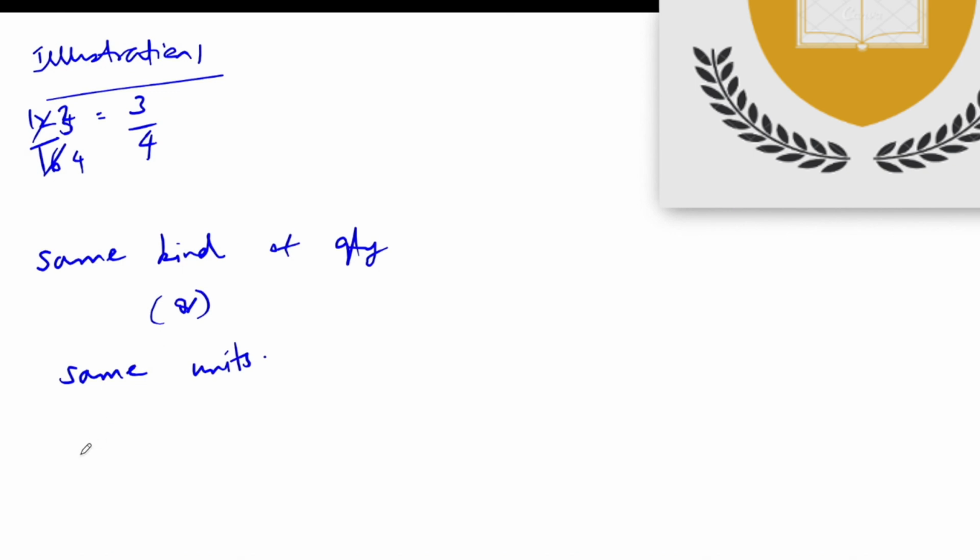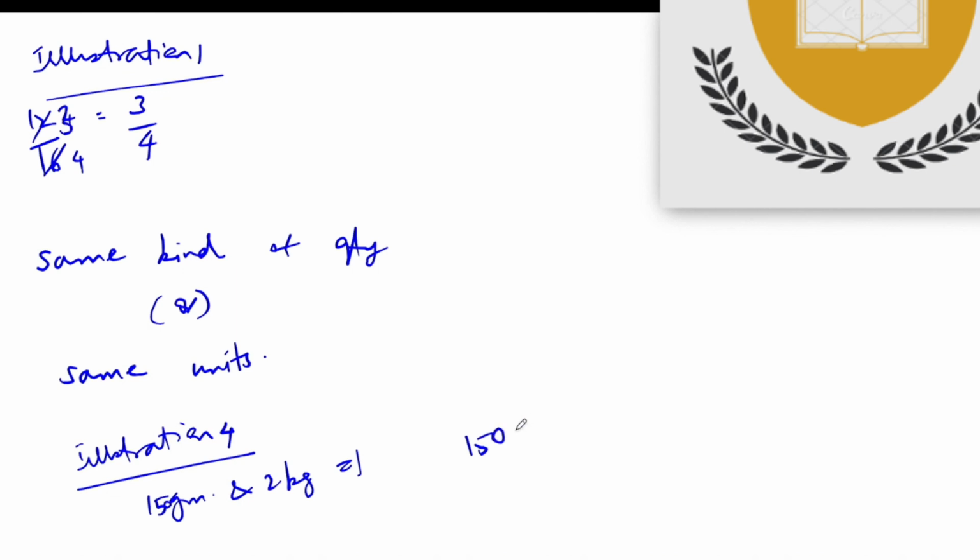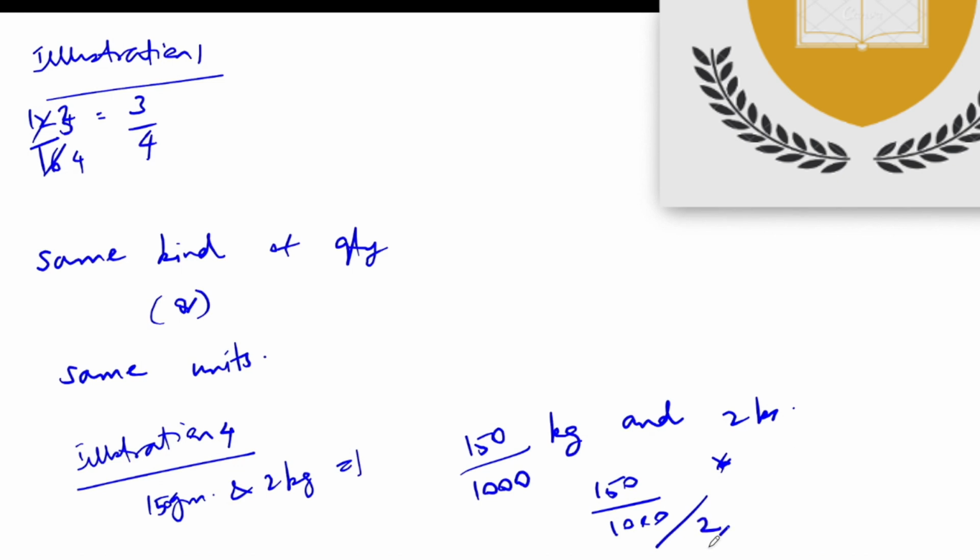Now you can find out, for example, illustration 4 given. Ratio between 150 grams and 2 kg. 150 grams is equal to 150 by 1000 kilograms and 2 kilograms. So 150 by 1000 divided by 2 by 1. This is equal to 150 by 1000 into 1 by 2. This is 150 by 2000.